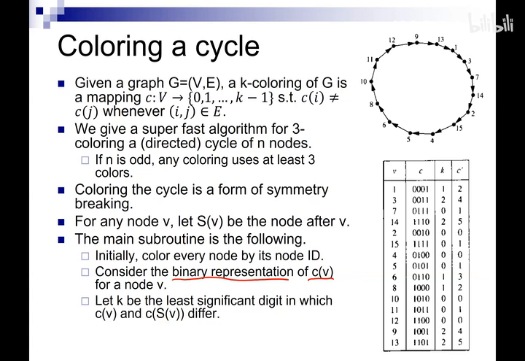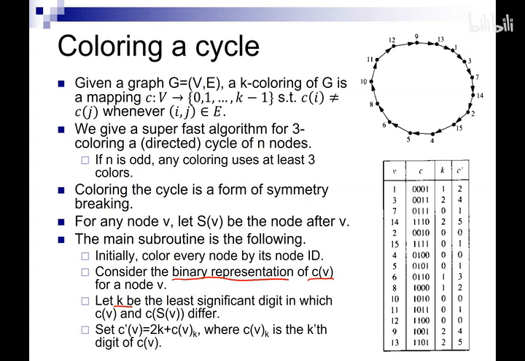Now we're going to compare these 2 binary representations, and because v and its successor have different colors, their binary representations have to differ in some bit. Otherwise they would have the same color. So there is at least some bit where they differ, and we're going to pick k to be the least significant bit in which v's color and its successor's color differ. This is how we define k.